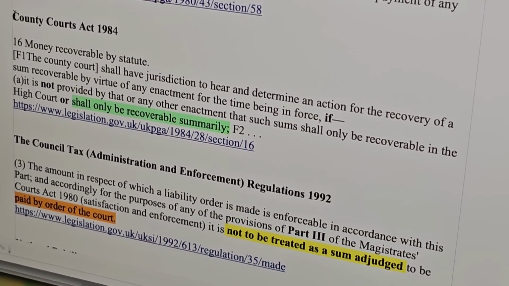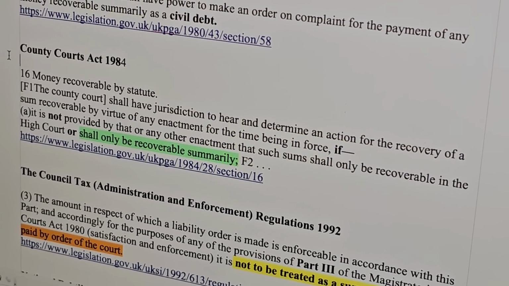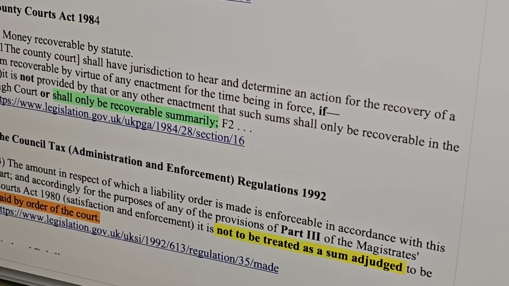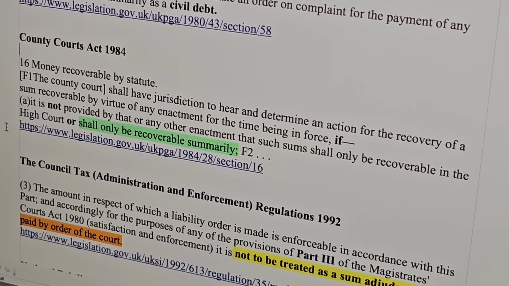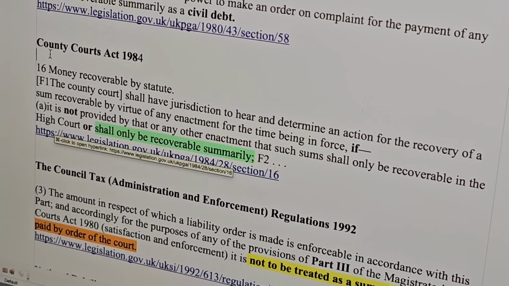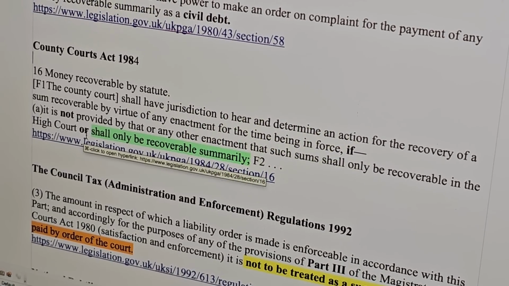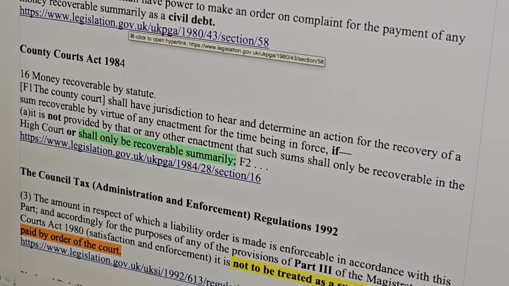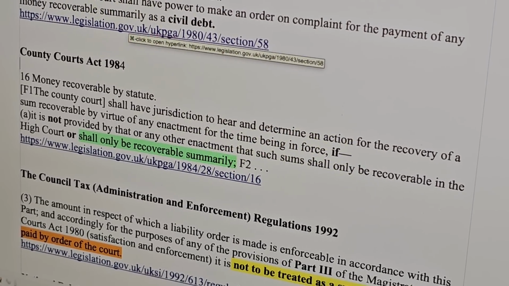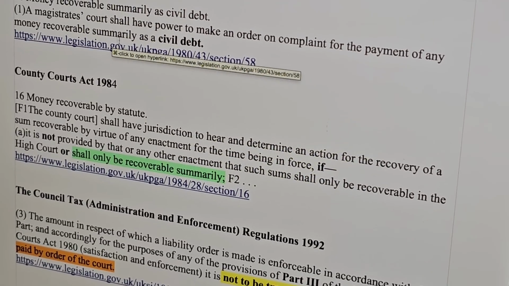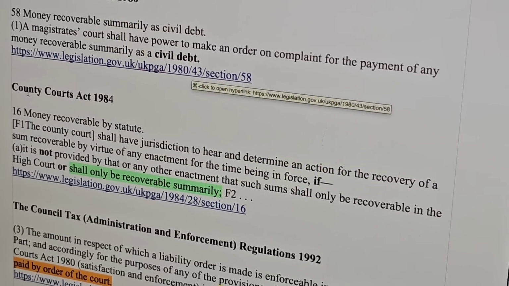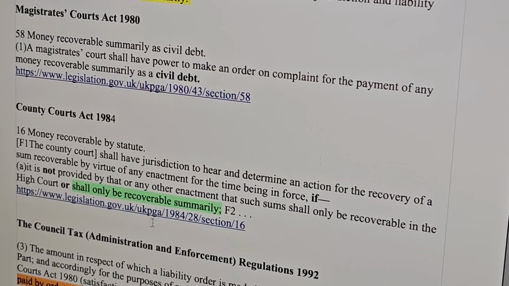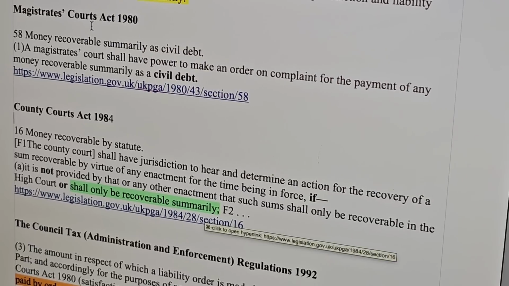So can we go back to the County Court Act 1984? What does it mean by shall only be recoverable summarily? It means that basically the county court cannot hear sums that shall only be recoverable summarily, which is exactly what it says in the Magistrates Court Act. The money can only be recoverable summarily as a civil debt. So the county court does not have the jurisdiction to recover sums that are recoverable summarily from the Magistrates Court Act.